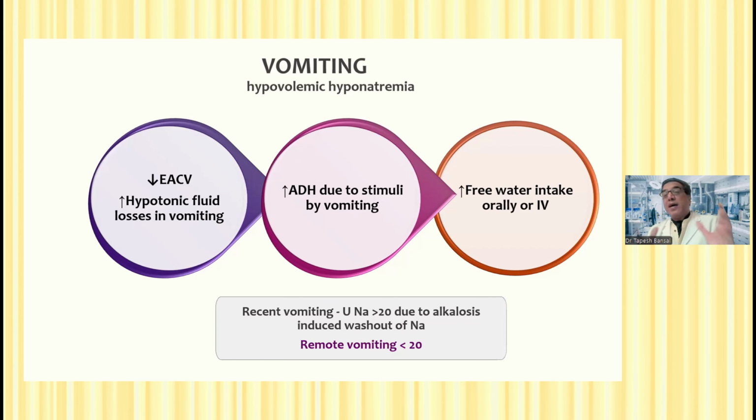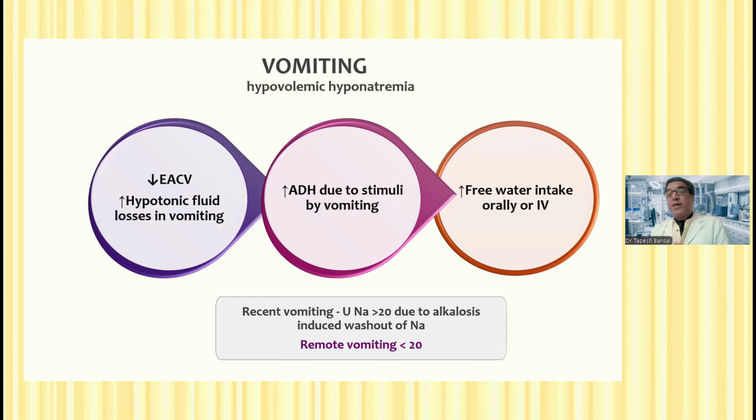However, if the vomiting has occurred and 48 hours or so has passed, then there will be decreased effective circulating volume and the kidneys will be trying to absorb as much sodium and water as possible due to aldosterone. And here, the urine sodium will be less than 20. Okay?